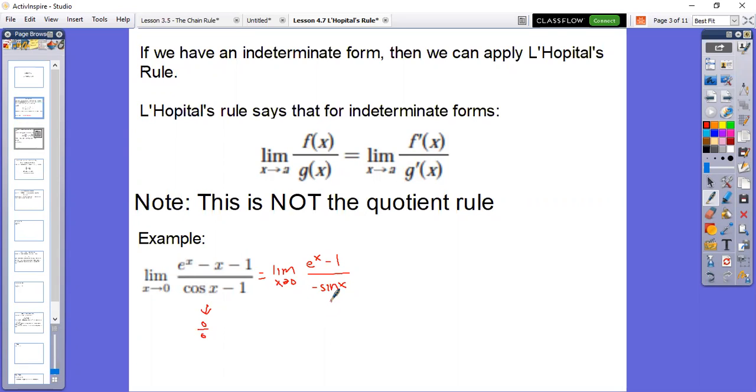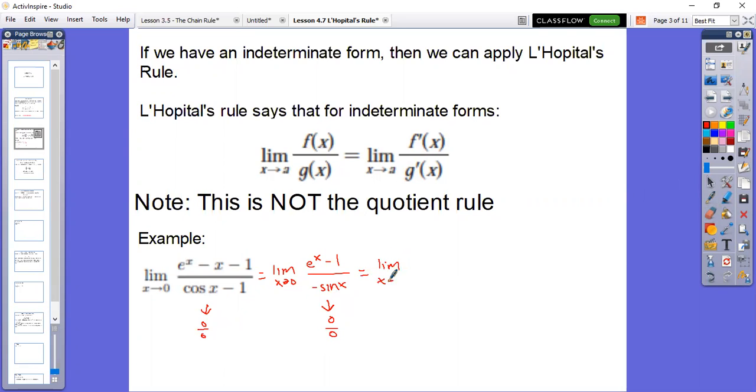So now I'm going to try direct substitution again. When I try direct substitution again, e to the 0 is 1 minus 1 is 0, over negative sine of 0 is 0. So I still get an indeterminate form. What could happen with L'Hopital's Rule is you may have to apply it more than once. But as long as you continue to get indeterminate forms, you can continue to apply L'Hopital's Rule. So then I'm going to do it again.